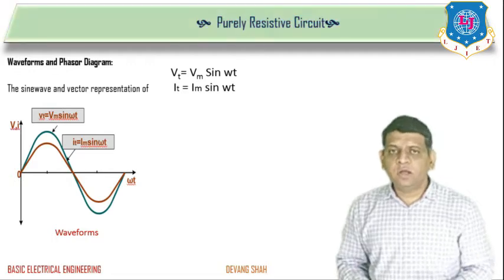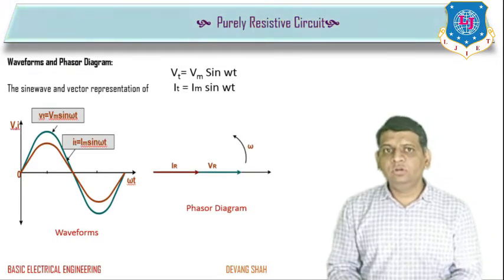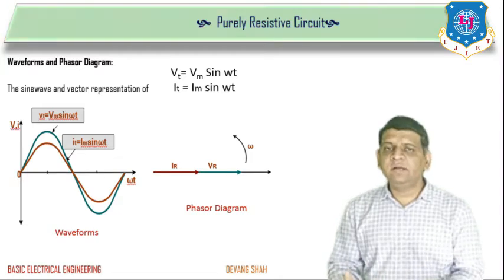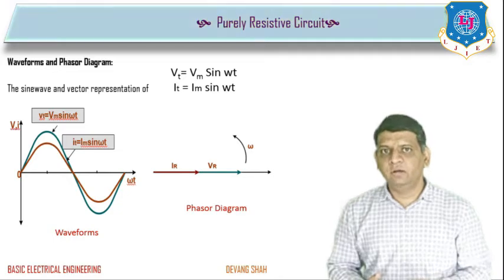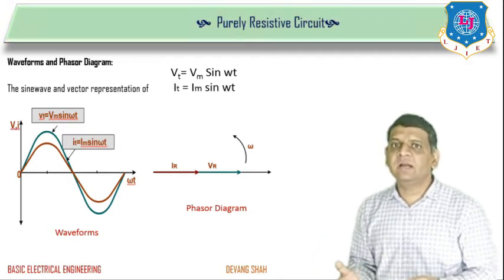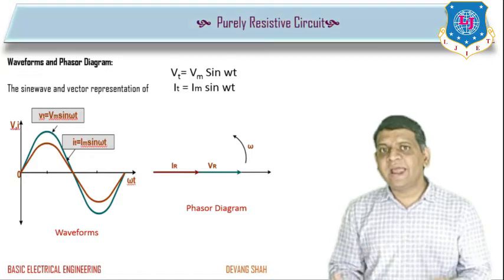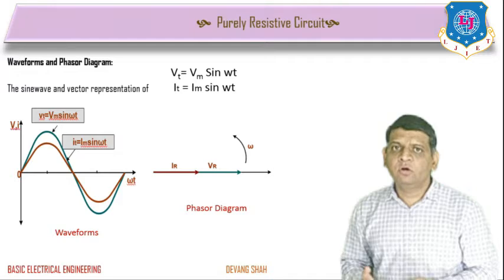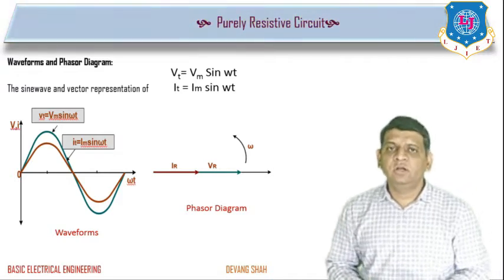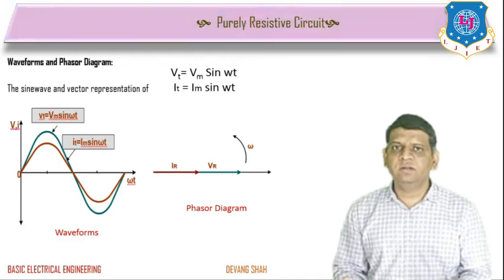From the phasor diagram, both the vectors of current and voltage start at angle 0, and both rotate in an anti-clockwise direction. So this is the simple phasor diagram, or phasor representation, of voltage and current for a purely resistive circuit.